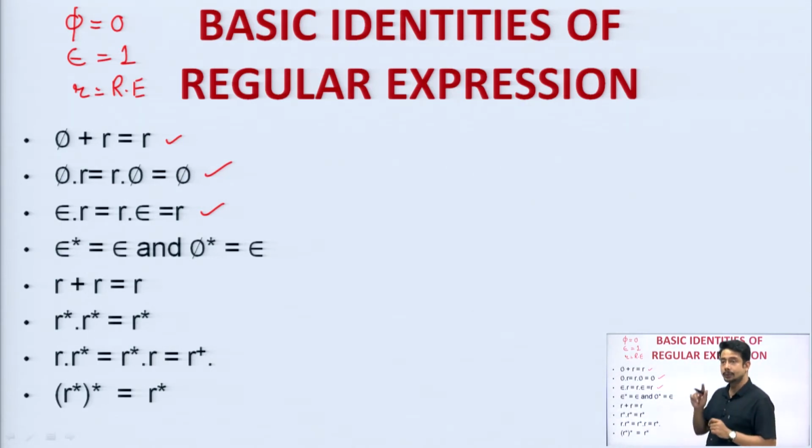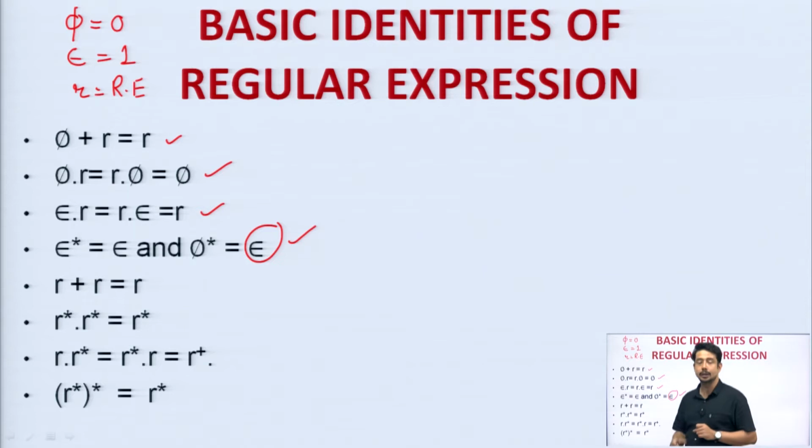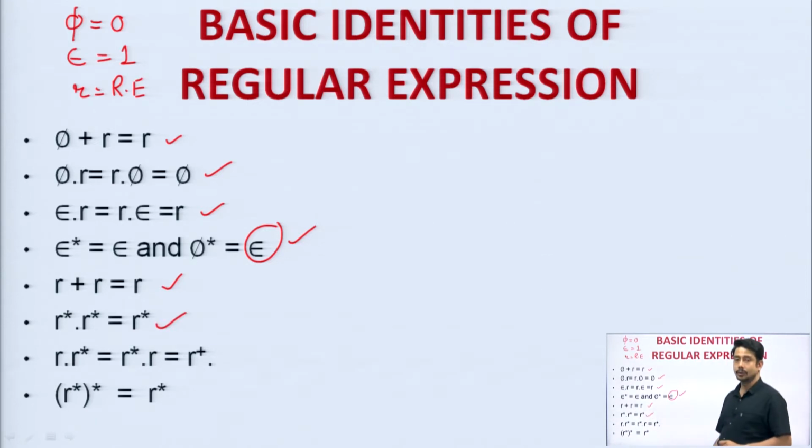In what case? Phi to the power 0 will give you 1, that is one case. So, this is a particular identity that you need to remember. Next, r plus r, regular expression plus regular expression, will give you r only. Then r star dot r star, Kleene closure dot Kleene closure, will give you r star only, because the Kleene closure gives 0 to infinite terms. Then r dot r star is equals to r star dot r is equals to r plus.